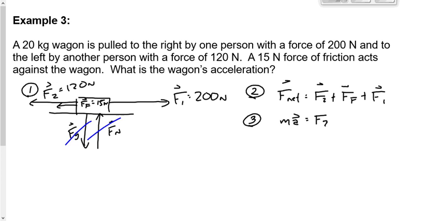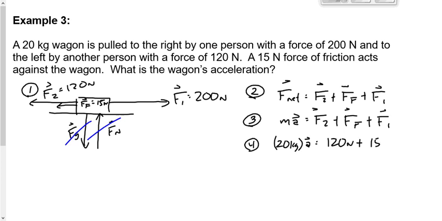F2 plus FF plus F1. Mass. Step four is sub in your numbers. The mass is 20 kilograms. A is what I'm looking for. F2 is 120 newtons. FF is 15 newtons. F1 is 200 newtons. Right? Right, Megan, is that right? Almost. What's not right about it? What am I missing there?